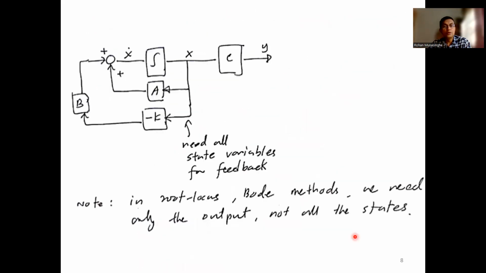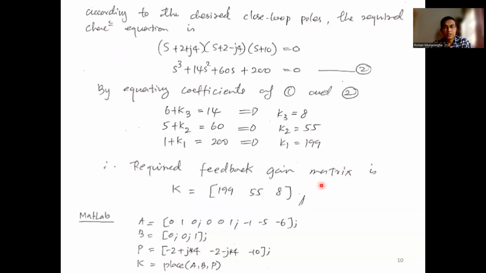So you put it over here, right? You know A, you know B, now you know K, and you can simulate the plant and see how it works. So in MATLAB, please do this yourself, right? I'm not going to check, but it's really good if you do that. You define your system matrix A like that, and the drive matrix B like that. And this is the desired poles P, right? Minus 2 plus j4, minus 2 minus j4, and minus 10. This is also written as a vector.